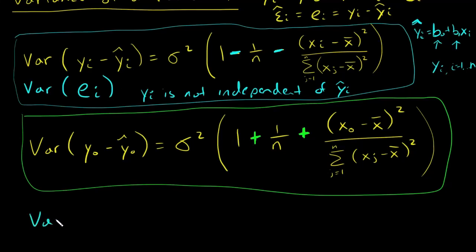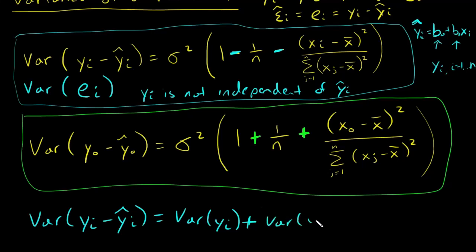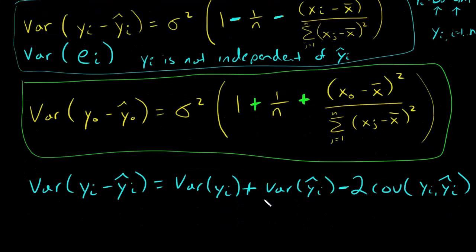So when you want to know what the variance of yi minus yi hat is, you need to find the variance of yi plus, using our properties of variance, the variance of yi hat, and then subtract off 2 times the covariance of yi and yi hat. This is just using our properties of how we calculate the variance of a difference. If you go through and figure out what's going on here, the variance of yi is sigma squared.